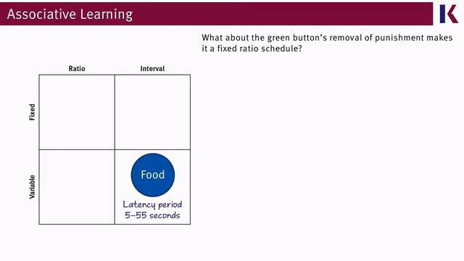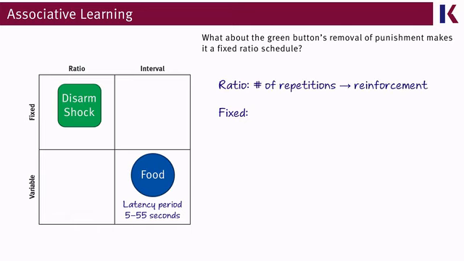Now let's turn to the green button's reinforcement schedule. This prompt states that the green button is on a fixed ratio schedule. How is ratio defined for associative learning paradigms? Ratio simply means that there is a required number of behavioral responses before the consequence is given. In this case, the behavior is pressing the green button, meaning that it must be pressed some number of times before the shock is turned off. Fixed means that the number of behavioral responses required for the consequence is always the same. For the pigeon, the ratio required was 1 press of the green button to disarm the shock.